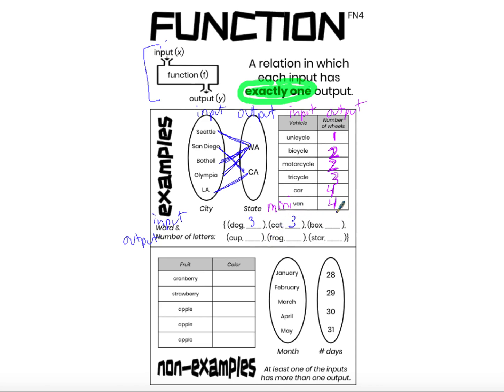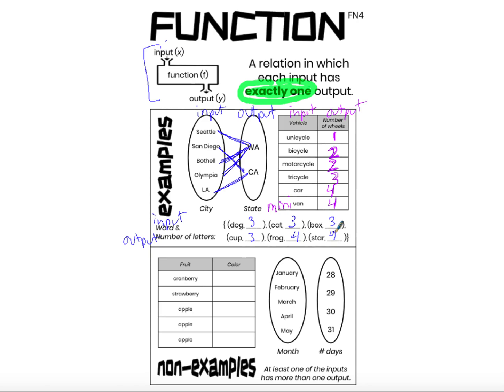Input of cat, output of 3, 3 letters in that word. Input of box, output of 3. Input of cup, output of 3. This is okay. This is a function. They all have an output of 3, but given a particular input, the output is predictable. Frog 4, star 4.